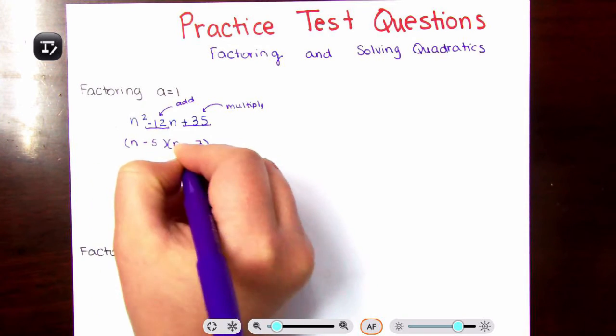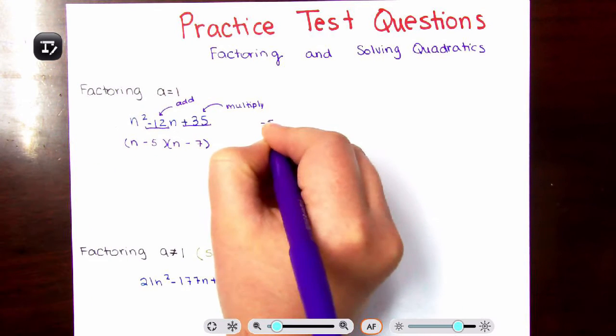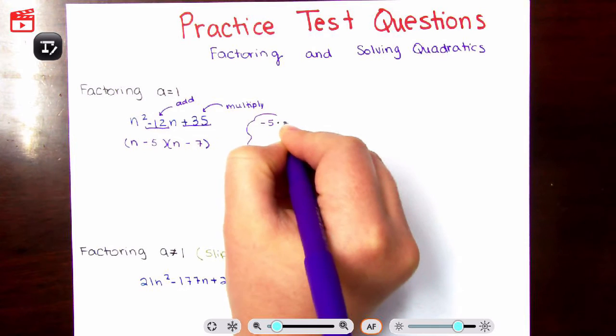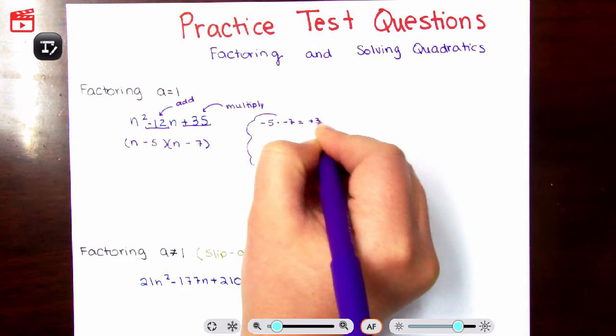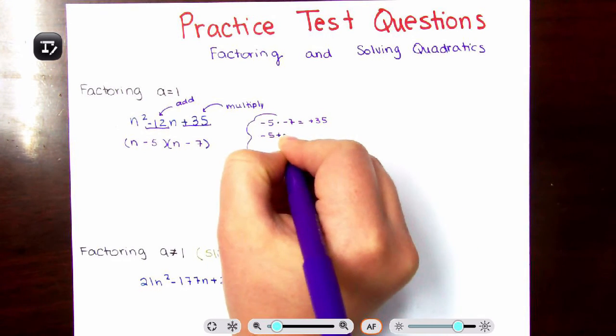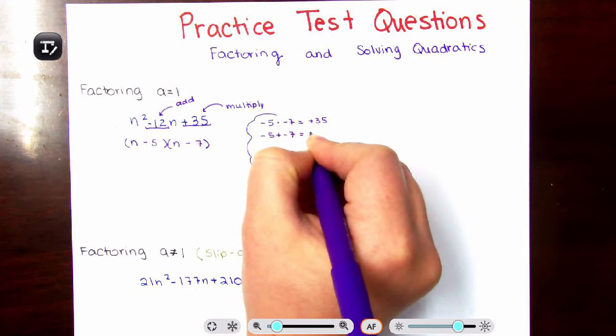And I want both of them to be negative because if I have negative 5, here's my thinking bubble, times negative 7, that gives me a positive 35. And negative 5 plus a negative 7, that gives us a negative 12.